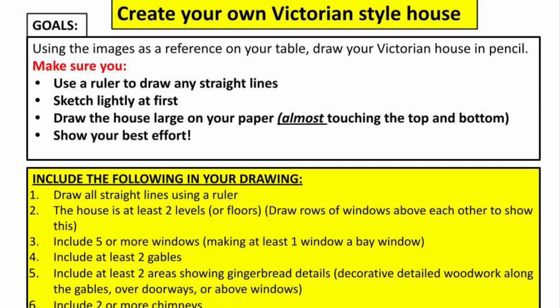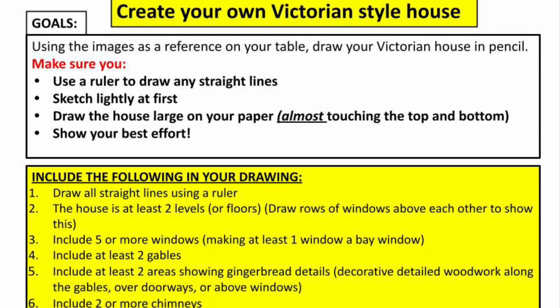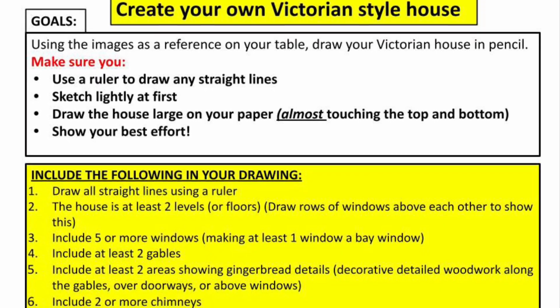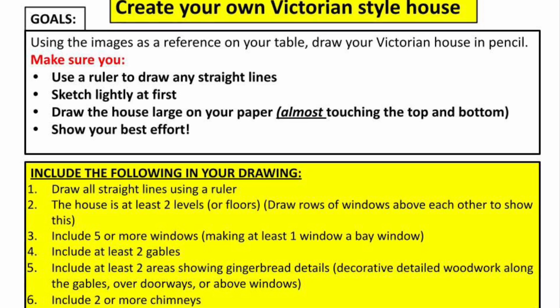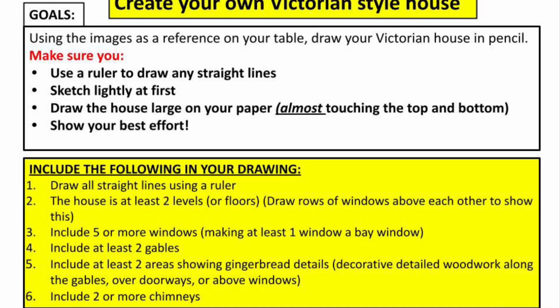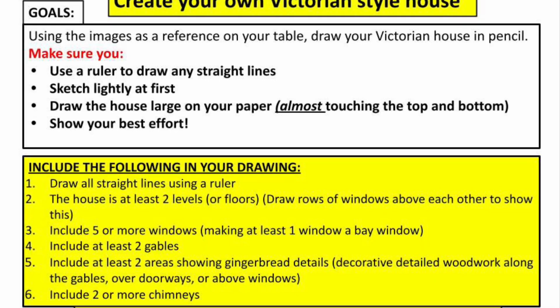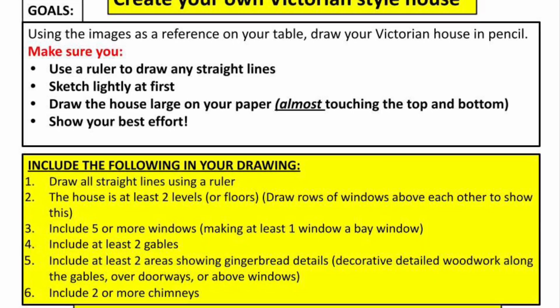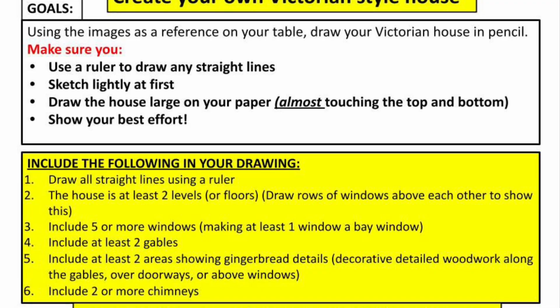So these are the goals for when creating your own Victorian style house. Use a ruler to draw any straight lines. Sketch lightly at first. Draw the house large on your paper, almost touching the top and bottom of your paper. Show your best effort, of course, and include these in your drawing.